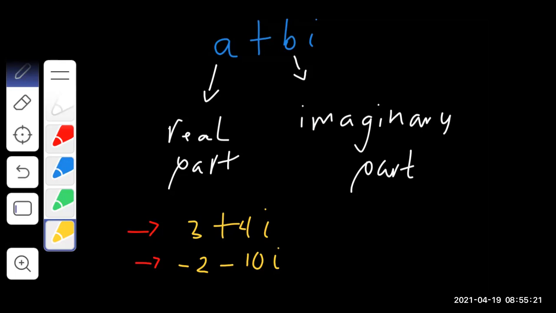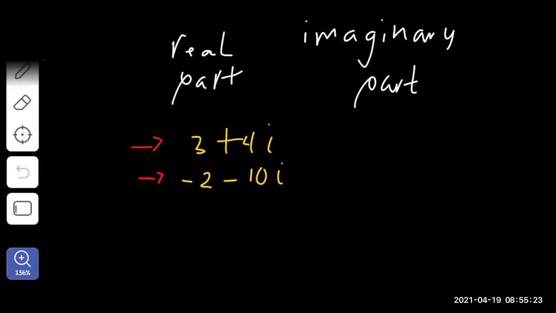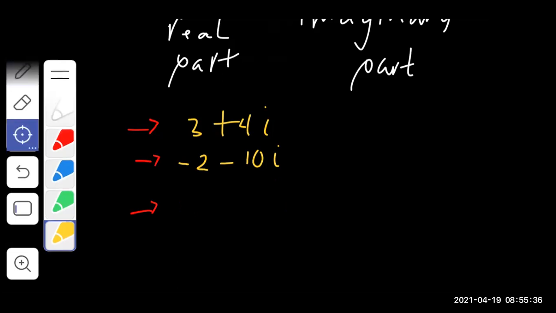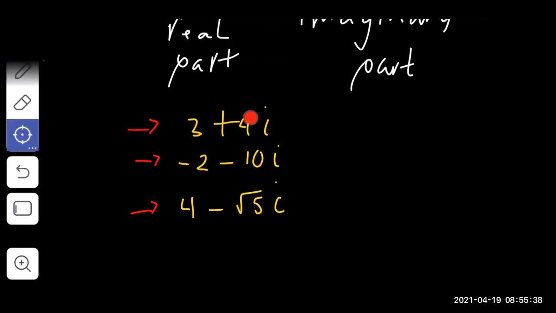Another complex number: negative 2 minus 4i. What else can we have? Another example could be 4 minus the square root of 5 i. We can have something like that. This is how a complex number looks. Instead of just having one part, we have two parts: the imaginary part, which is the one with the i, and the real part, which is a normal number, the one that you used to see.